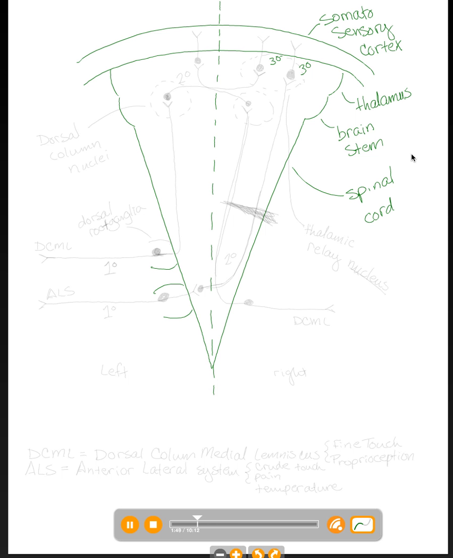So we have two pathways, DCML, which stands for dorsal column, medial lemniscus. And that's how you spell it. And then our other pathway is the ALS, or anterior lateral system.